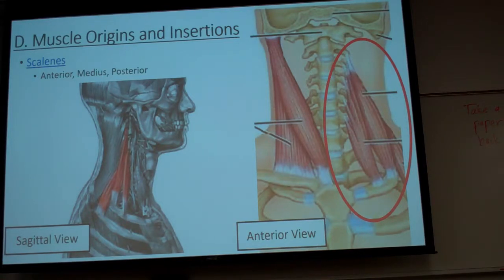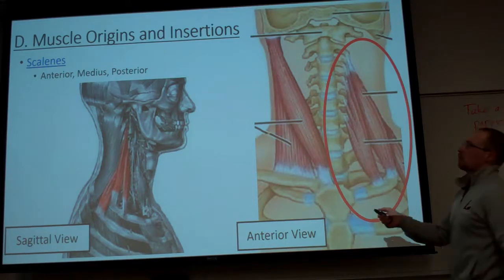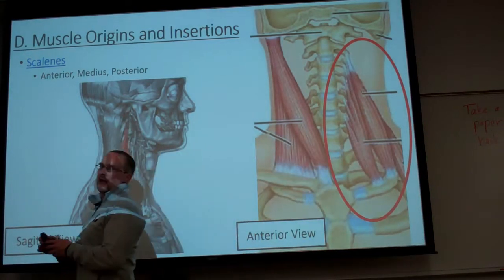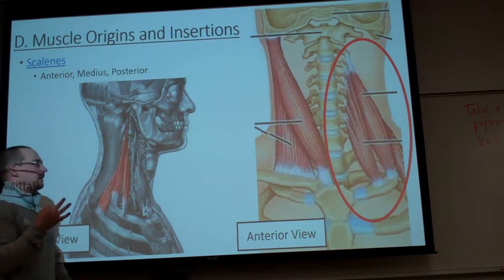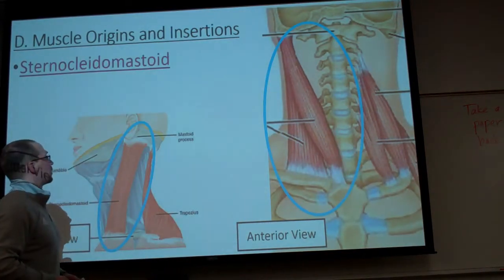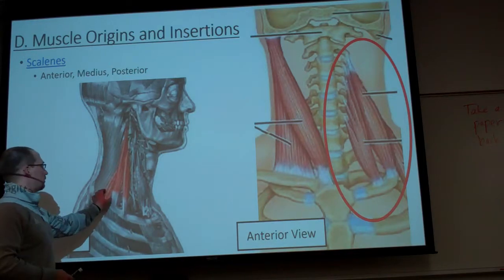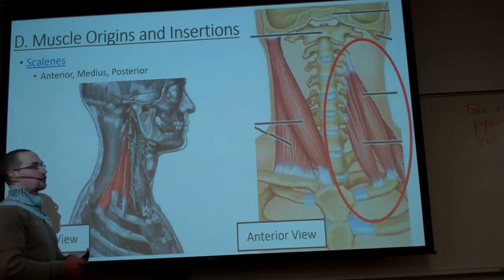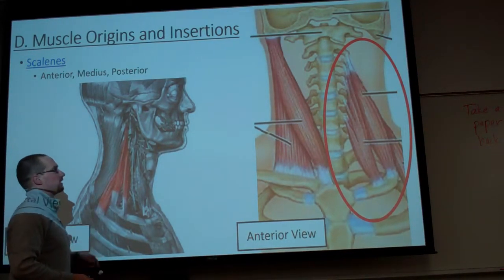Next one, scalenes. Scalenes. Any math nerds in here? Remember, a scalene triangle has 3 sides and none are the same length. So likewise with the scalenes, we've got an anterior, middle, and posterior scalene muscle. So we've got 3 of them, and they are all different lengths.